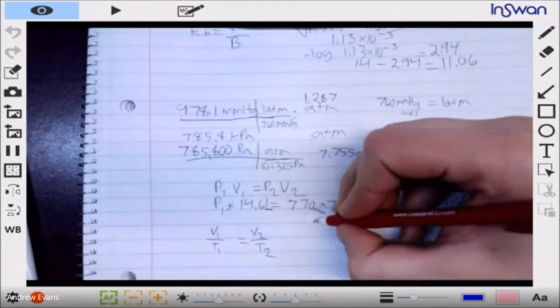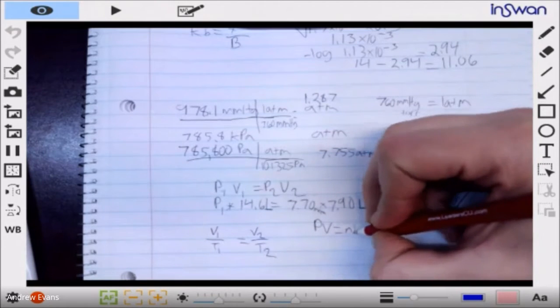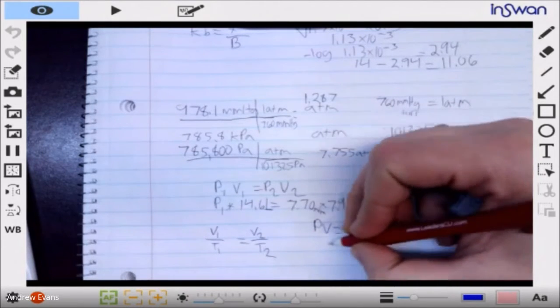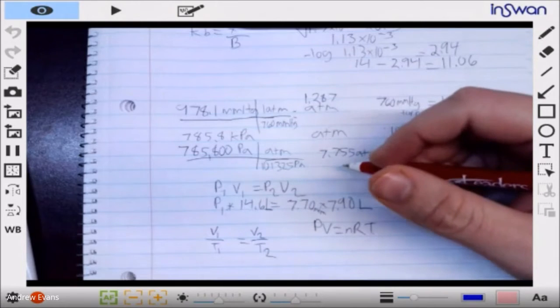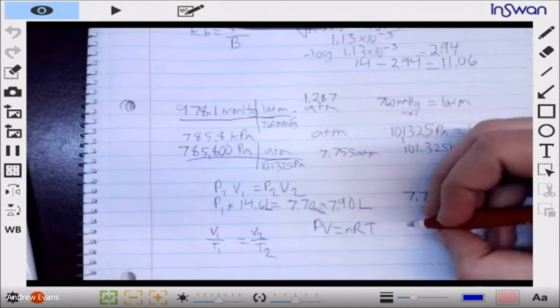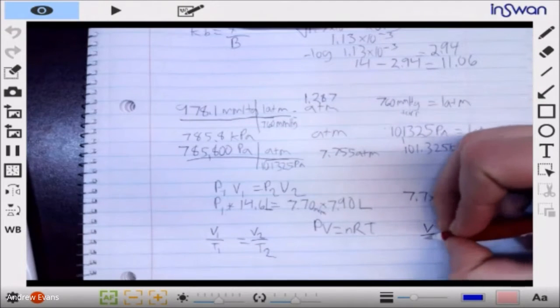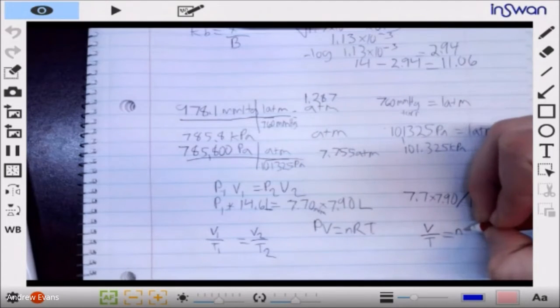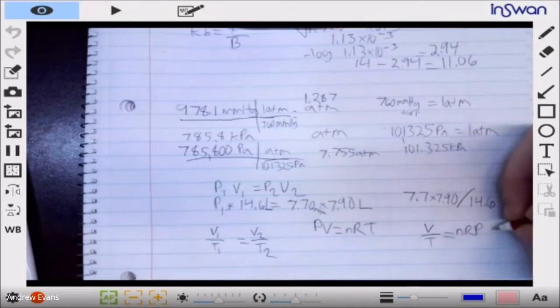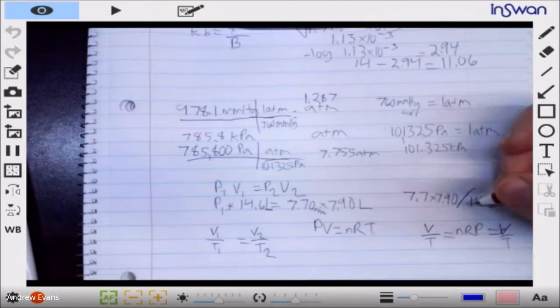Basically, it's coming from PV equals nRT, and we're separating the variables from the constants. So if we get V and T on the same side of the equation, we're setting it equal to n, R, and P. Well, if that is held constant, we can set that to another V and T situation.